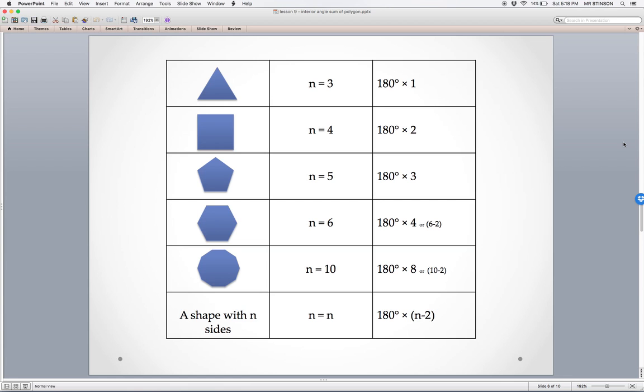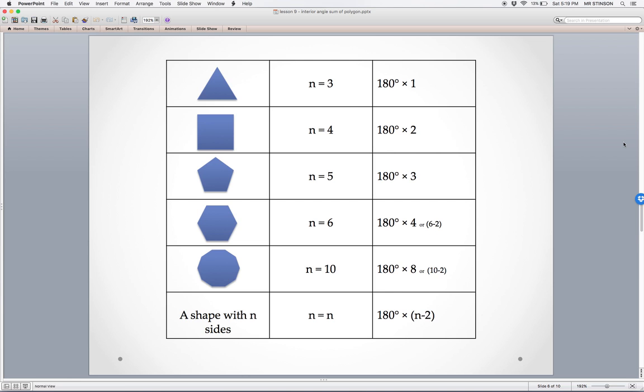If n equals 3, we just learned that the angle sum would be 180 times 1. Below is a square. n equals 4, and the angle sum would be 180 times 2. We have a pentagon below it, where n equals 5. Therefore, the angle sum would be 180 times 3. So we've just been through those 3 examples. Let's look further. If we have a hexagon, where n equals 6, the angle sum would be 180 times 4.